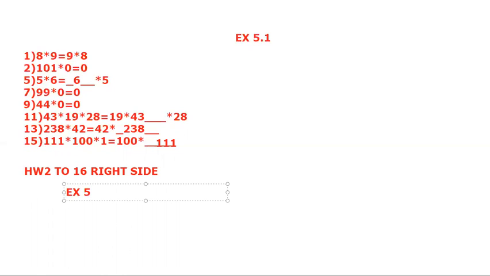Exercise 5.2. You know multiplication, 23 into 2, 33 into 3. These are very, very easy. So you complete 5.2. I'm showing you one. Number 1. 23. Multiply it with 2.